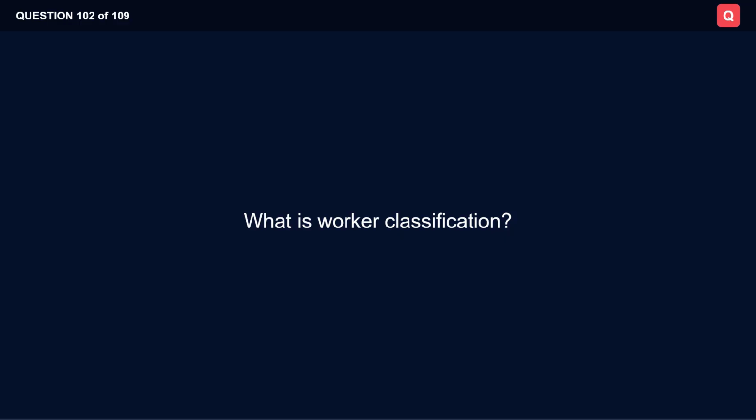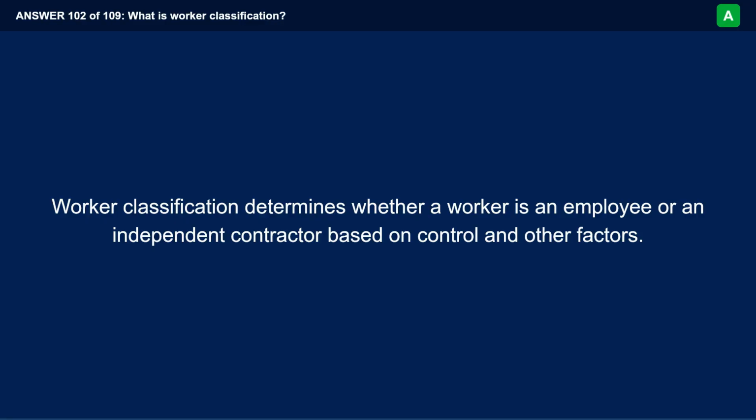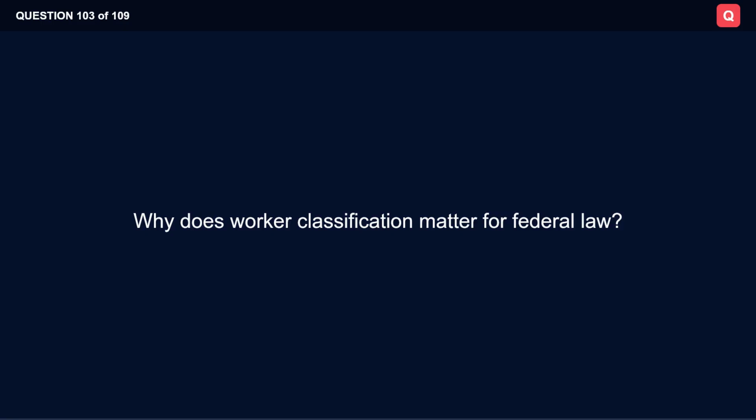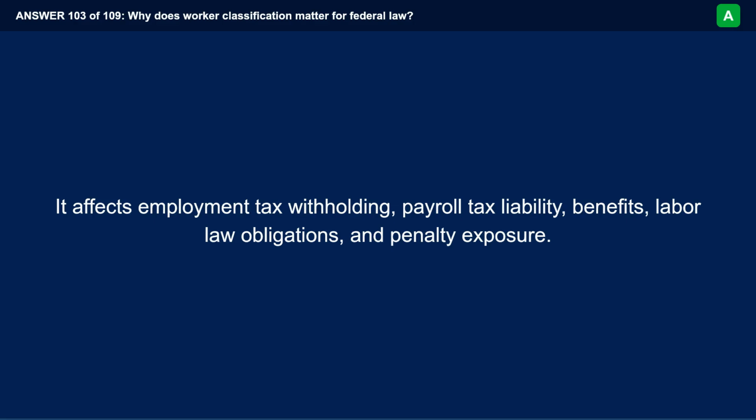What is worker classification? Worker classification determines whether a worker is an employee or an independent contractor based on control and other factors. Why does worker classification matter for federal law? It affects employment tax withholding, payroll tax liability, benefits, labor law obligations, and penalty exposure.